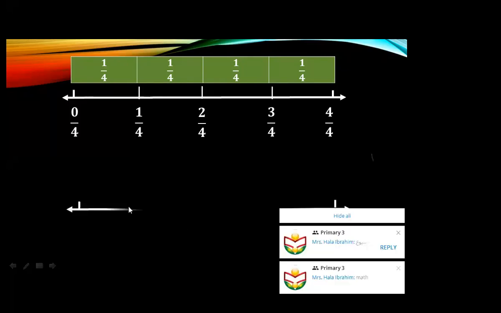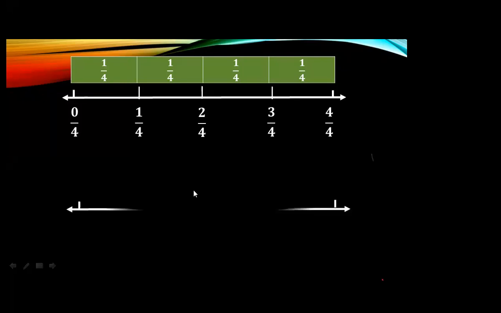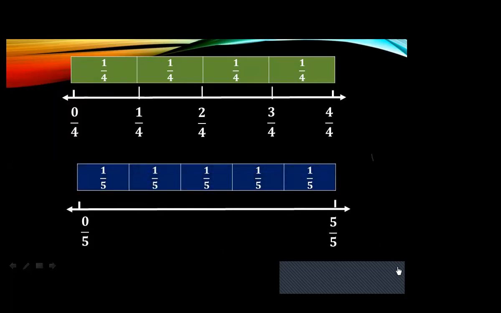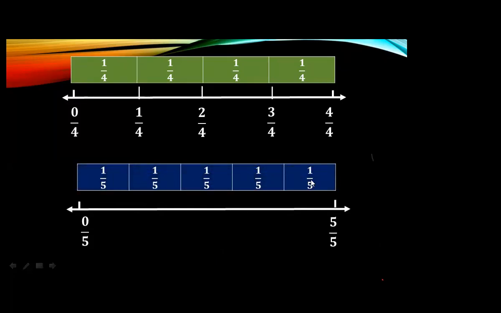We have this number line. We have 0/5 and 5/5. That means I will divide this number line into how many equal parts? Into 5 equal parts. Why? We have 5 down in the denominator. In the denominator we have 5, so I will divide it into 5 equal parts. Let's divide it. We have the strips of fifths, 5/5. I will divide into 5 parts.